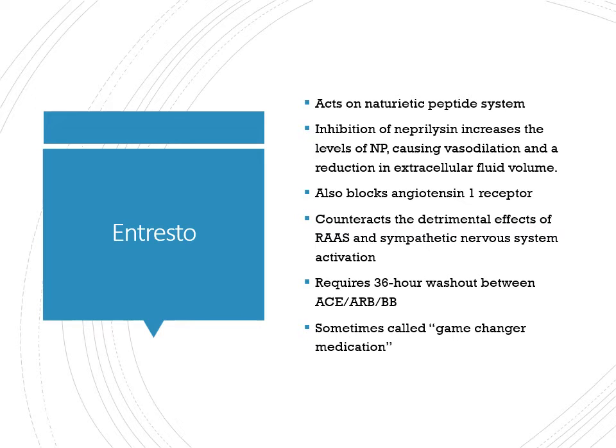So neprilysin is actually a membrane-bound enzyme that hydrolyzes ANP and also less so BNP, and it also degrades other endogenous vasoactive peptides. And so inhibition of this increases the levels of natriuretic peptide, causing vasodilation and a reduction in extracellular fluid volume. Entresto also blocks angiotensin 1 receptors. So it counteracts the detrimental effects of the RAS and sympathetic nervous systems.